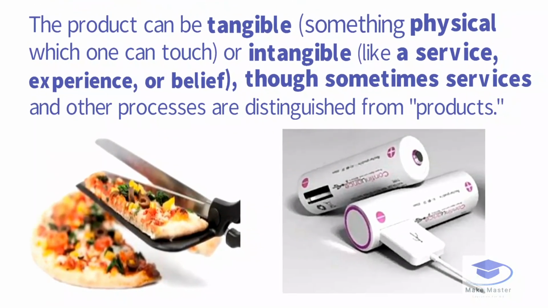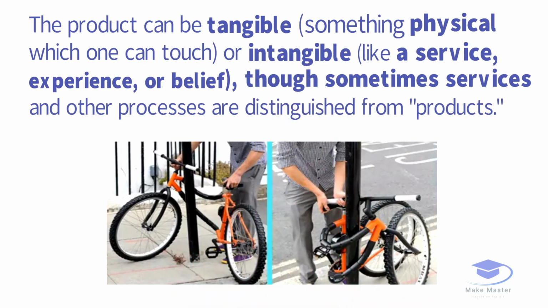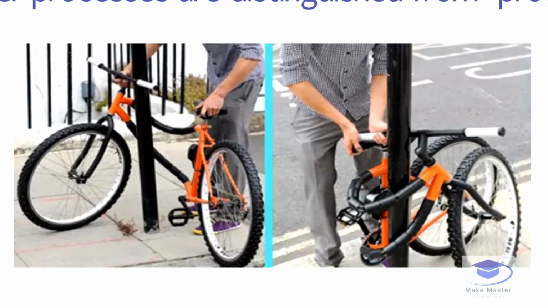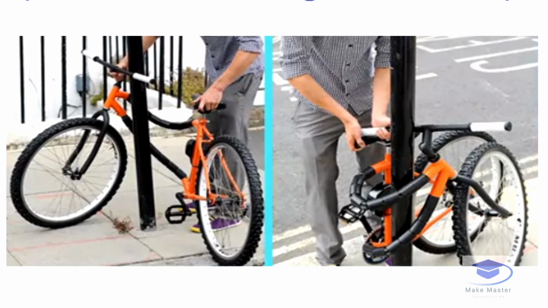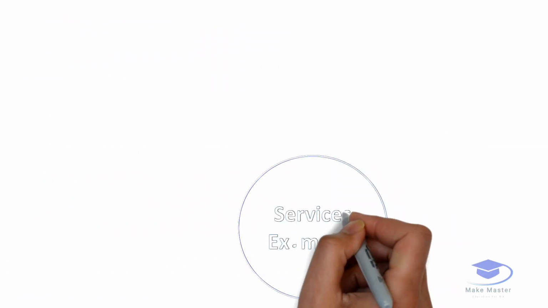Another product idea you are seeing here is the foldable bicycle. You can carry this bike wherever you are going, or you can lock it wherever you find a place to lock. You can fold it and lock it, so your bicycle is safe. So far we have seen 4 product examples. Now I'm going to showcase some service examples.